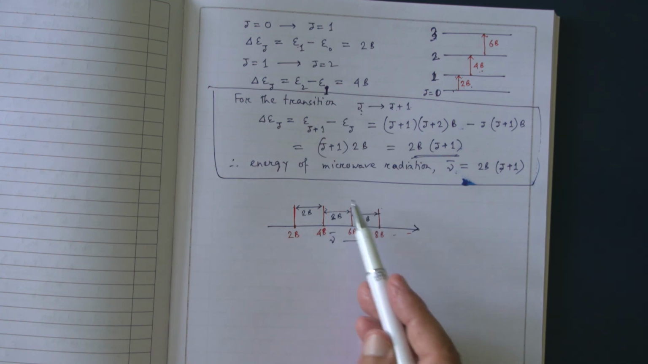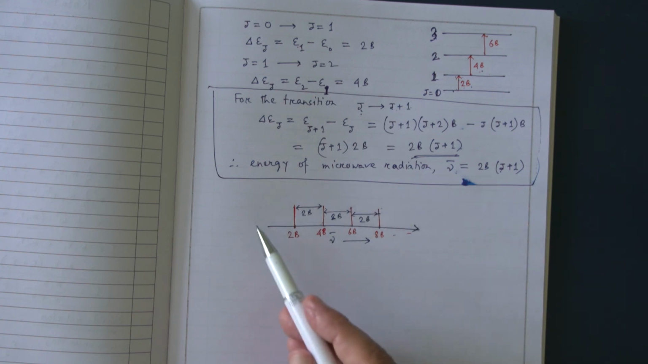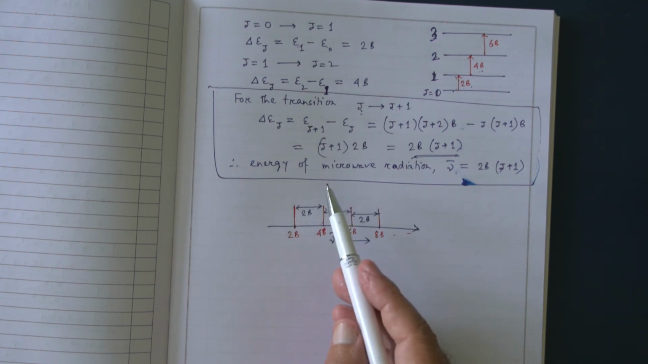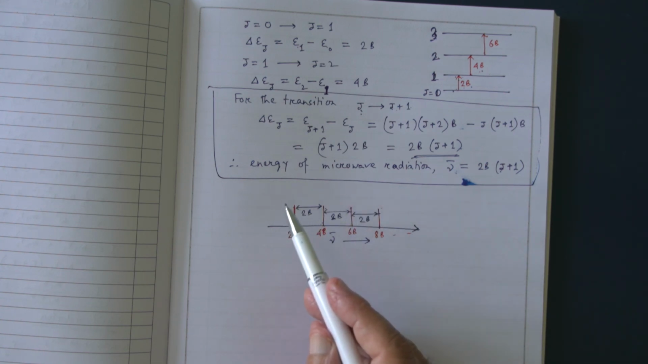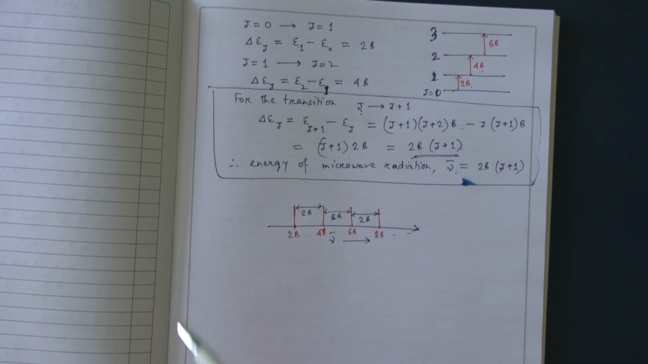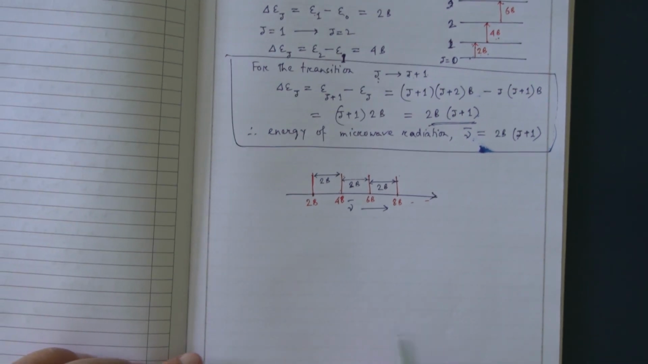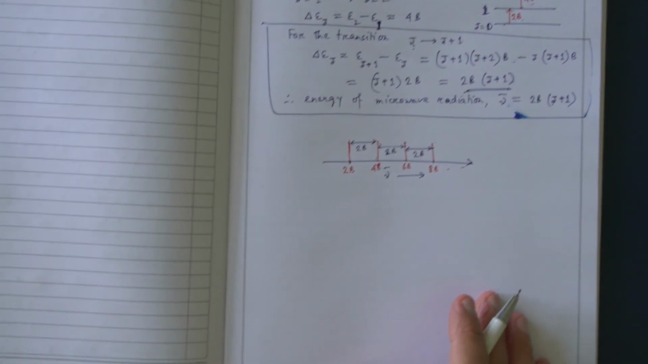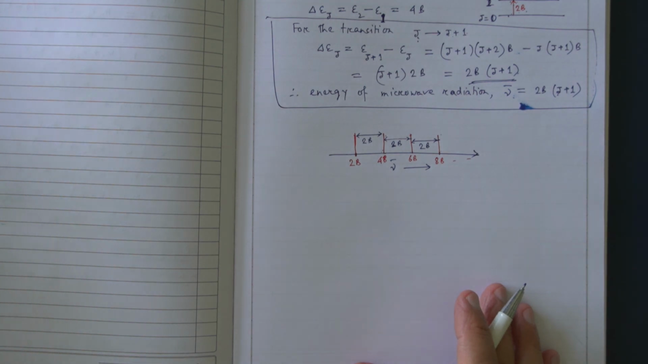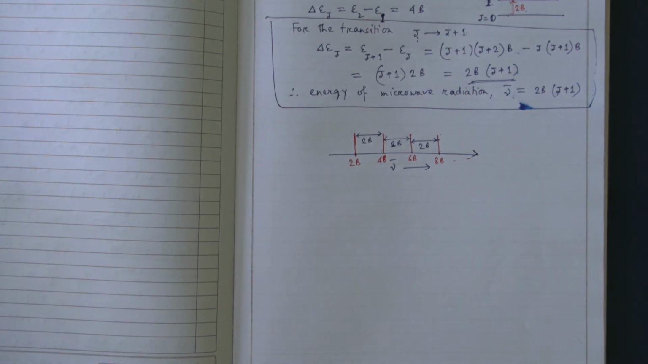So this is the microwave spectrum of a molecule, considering it to be a rigid rotator. Now from this result we can calculate the bond length of a molecule. Let us see that.